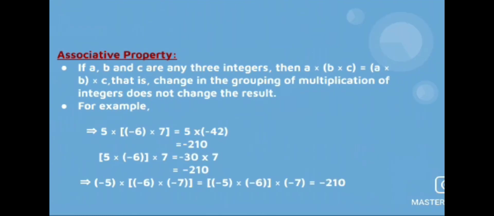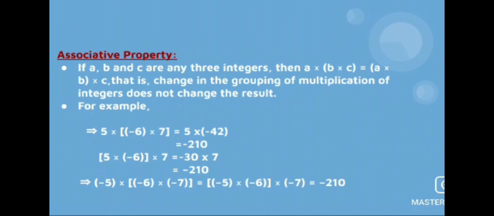Next one is the associative property. Here we have to take any three integers, then A into B into C is equal to A into B into C, that is, a change in the grouping of multiplication of integers does not change the result. For example, 5 into minus 6 into 7.